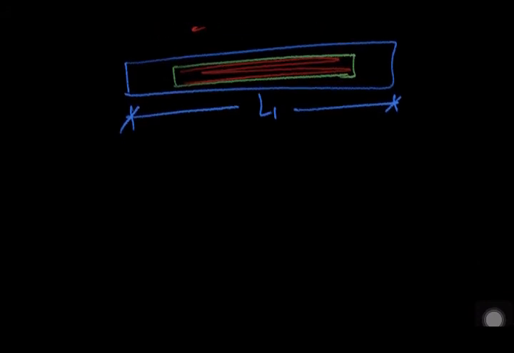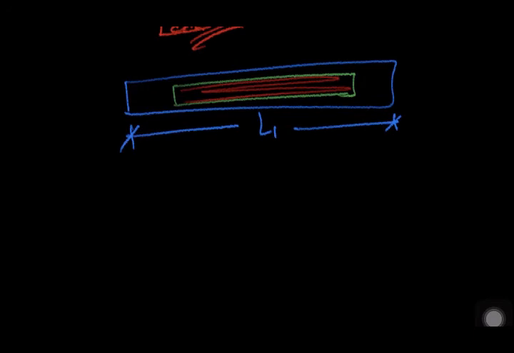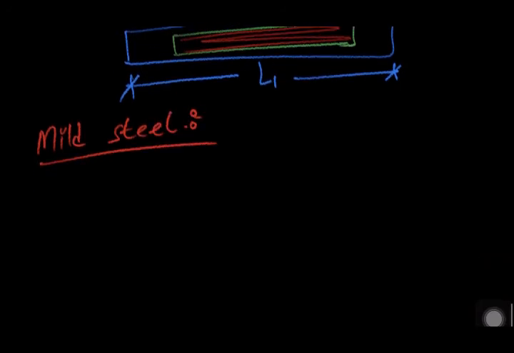Now coming to mild steel. What is mild steel? Mild means gentle or present in lesser amounts, and over here this mild correlates with the carbon.